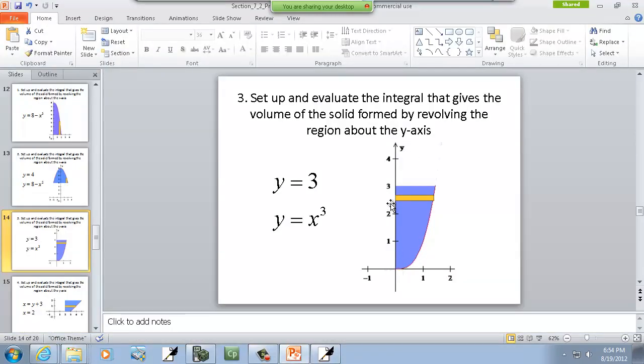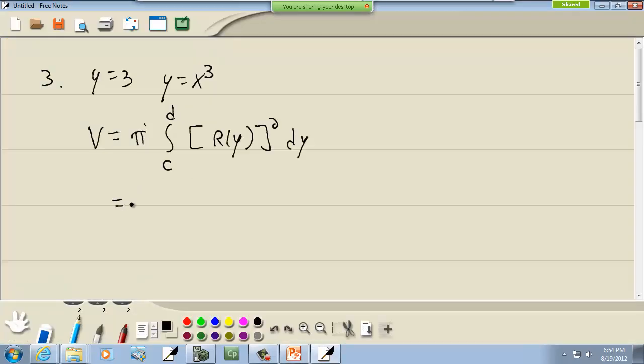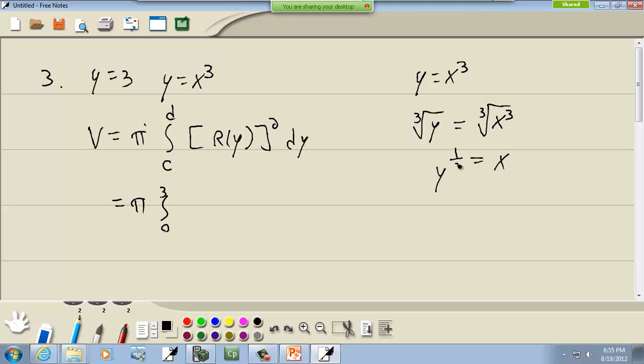So this looks like it goes from 0 to 3. And now find r of y. Well, we got y is equal to x to the third, and we want to solve for x. So I take the cube root of both sides, and those are going to cancel and give us x. So we got x is equal to y to the 1/3. So this would be y to the 1/3 squared dy. So that's our setup.